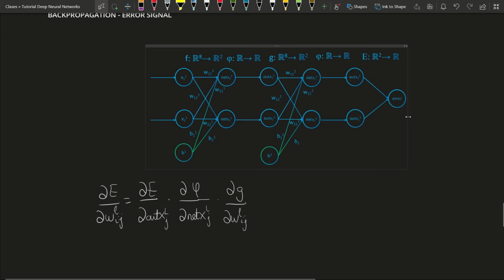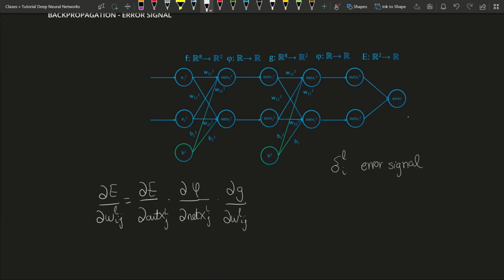Hi everyone, in the previous videos we saw how we can calculate the error with respect to each weight in the last layer. But now we will need to calculate this error, this derivative, for the rest of the layers. So to simplify the calculations, we will denote delta in position i and in layer L as the error signal.